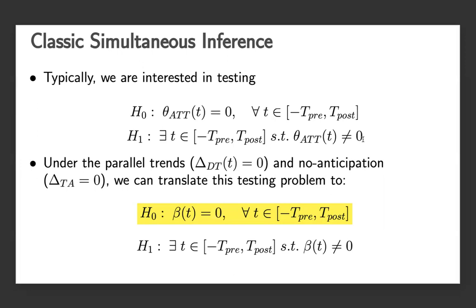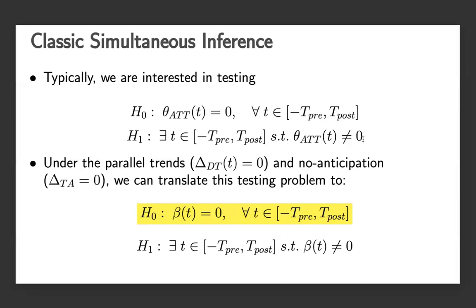But before proceeding to the second task of honest inference, we need to briefly introduce how we can use such a simultaneous confidence band for doing classic inference under the satisfaction of model assumptions. What we are truly interested in is whether the treatment effect, the ATT, equals 0 over the whole time span.